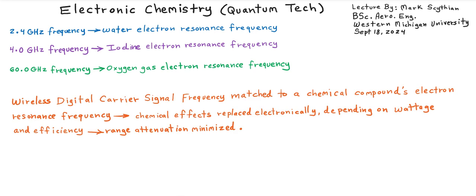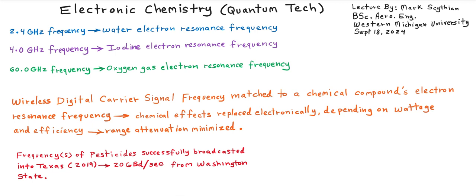So if we focus on the principle that a wireless digital carrier signal frequency matched to a chemical compound's electron resonant frequency, chemical effects can be replaced electronically, depending on wattage and efficiency. Thus the focus is range attenuation minimized.